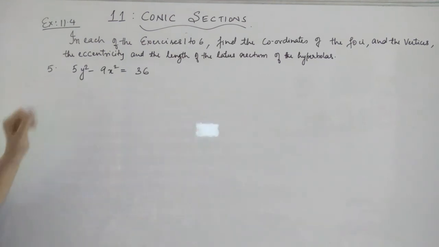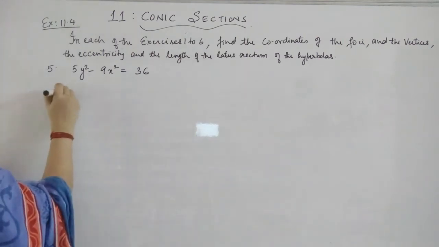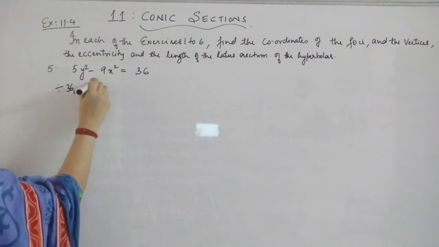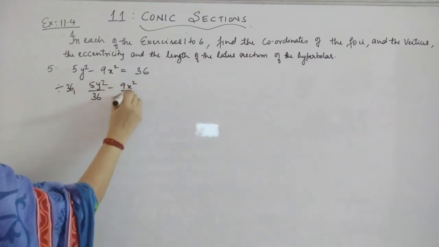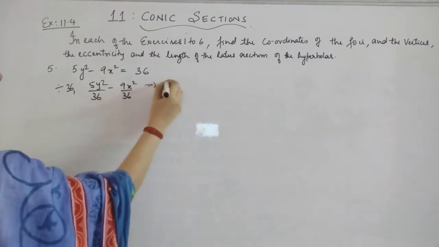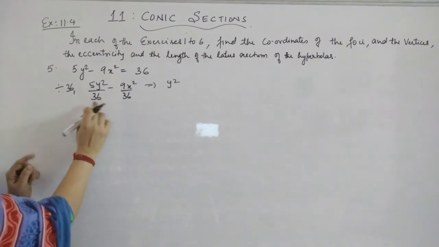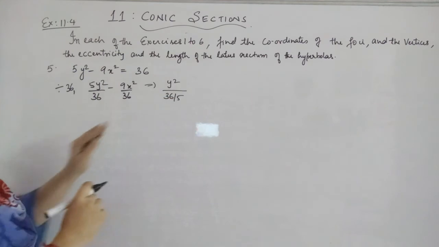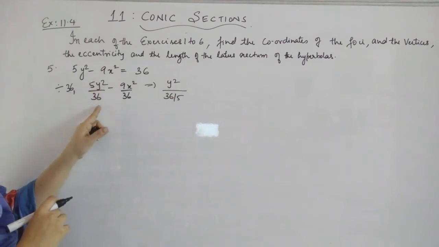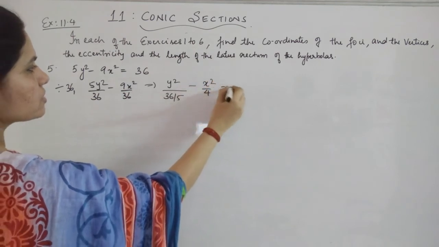Question number 5 is 5y square minus 9x square is equal to 36. Again, not in the standard form, so we are dividing throughout by 36. You will get 5y square by 36 minus 9x square by 36, which will give you y square by, we'll just take this total in the denominator, that means we can rewrite it as 36 by 5. 36 by 5 is the same as 5y square by 36, minus this will give you x square by 4 equal to 1.